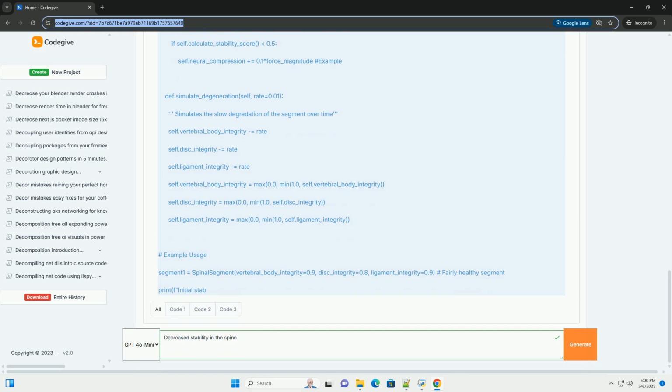6. Treatment options. Treatment for spinal instability is tailored to the individual patient and depends on the underlying cause, severity of symptoms, and overall health. Treatment options include non-surgical management. Pain management: over-the-counter pain relievers, NSAIDs, non-steroidal anti-inflammatory drugs, like ibuprofen or naproxen.